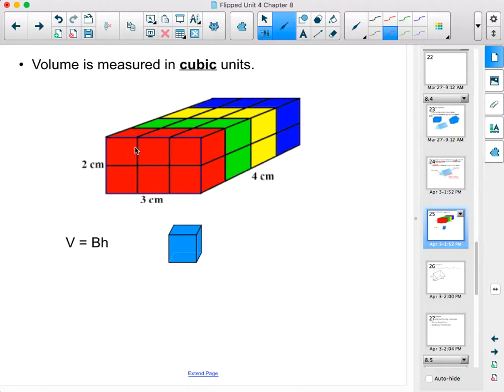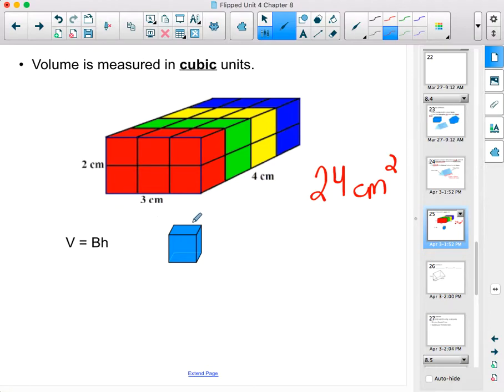So we can start counting our red layer first. 1, 2, 3, 4, 5, 6. In the red layer, we've got 6 cubes. In the green layer, we're going to have another 6 cubes. In the yellow layer, another 6 cubes. And in the blue layer, another 6 cubes. So that's 6, 12, 18, 24. The volume of that prism is 24 cubic centimeters. Remember, a cubic centimeter would be a cube measuring 1 centimeter on all sides.